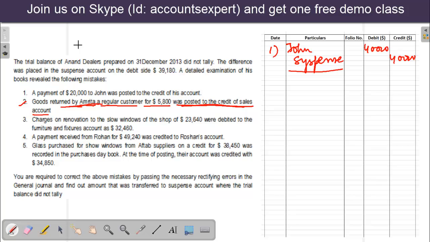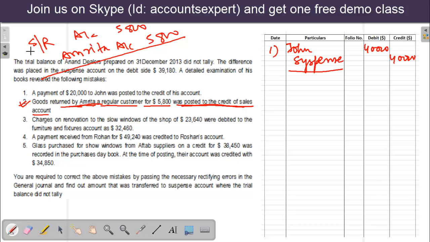So what should the entry be? First make the entry. Goods returned by Amrita, so the entry is like this: sale return account debit, isn't it? 5,800, and credit Amrita's account with 5,800. This is the entry, isn't it?